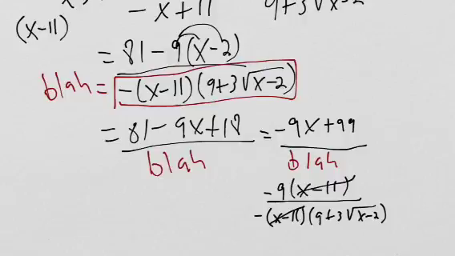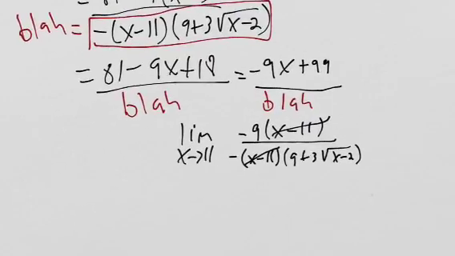Sweet. Now we can actually take the limit as x approaches 11. All we do is plug 11 in now. We get negative 9 over... Also, we don't have to actually write that negative, because we have a negative on top and a negative on bottom. It's all multiplication going on here, so those are going to cancel as well. So we have positive 9.